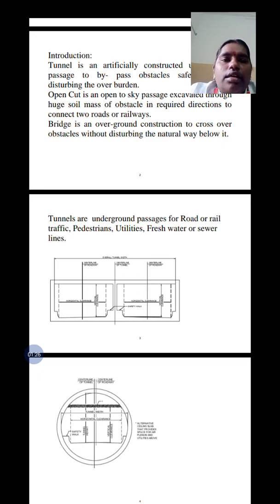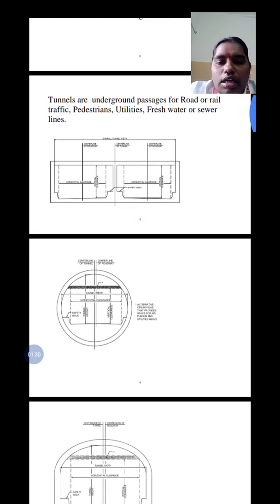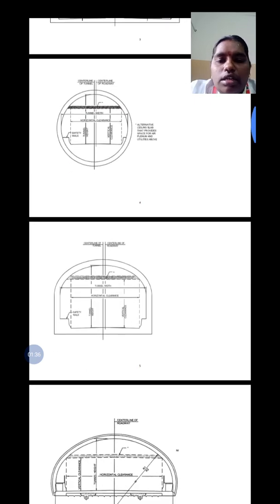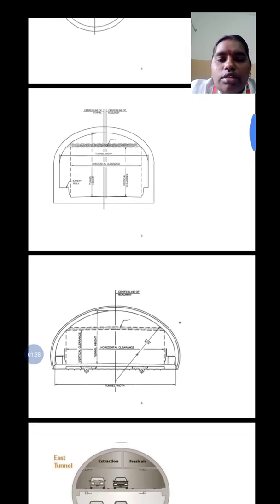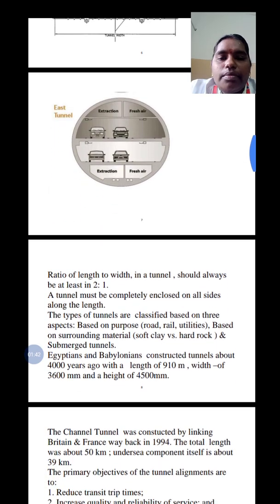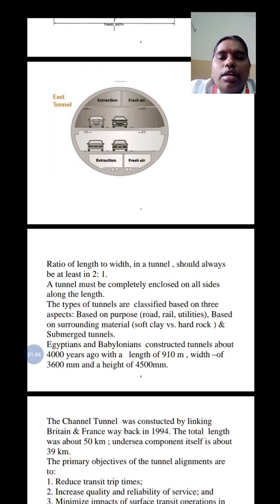This is the plan of the tunnel, and this picture shows the open cut tunnel. This is also a picture showing the tunnel alignment. Then the ratio of the tunnel length to width is equal to 2:1. The tunnel must be completely enclosed on all sides along the length.